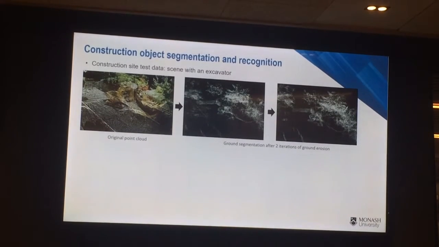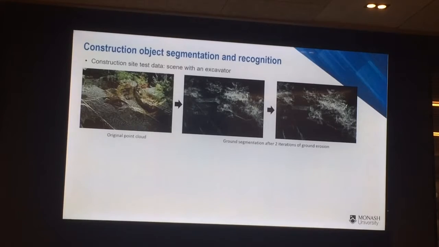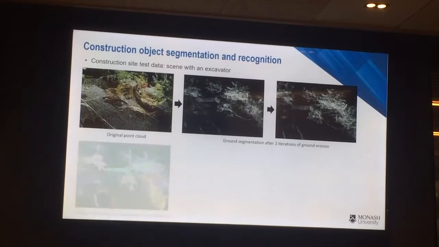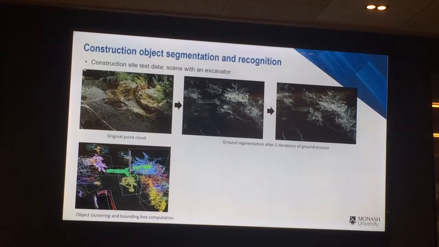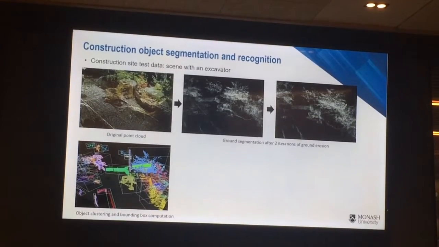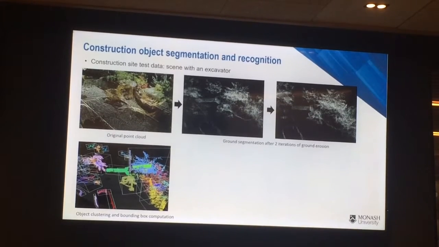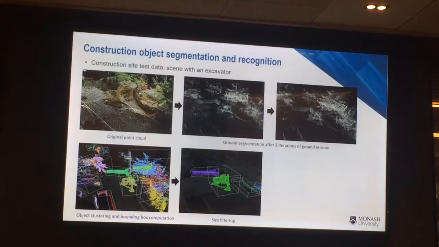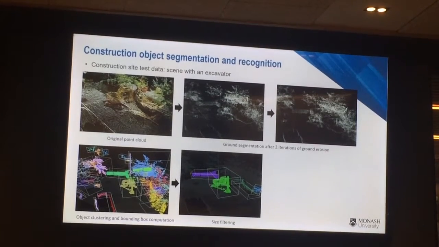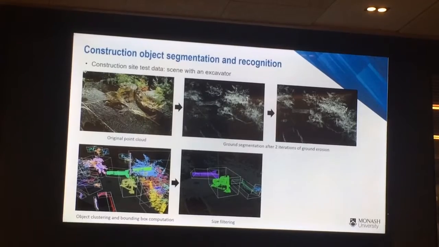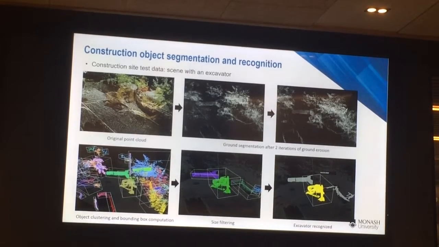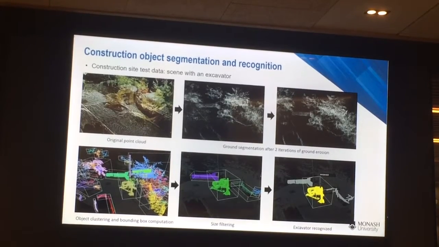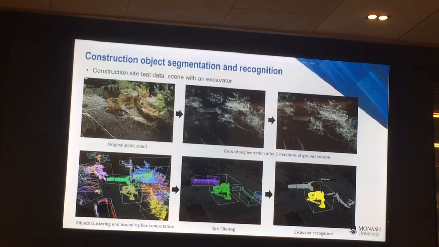So basically we use the ground erosion method to get rid of the ground. And then cluster the points into different boxes, using bounding boxes to represent its orientation. And because in this case we're categorizing construction equipment, so we know roughly their size, we apply a size filter to get rid of the irrelevant objects in the scene, and then apply the classifier to identify which category this construction equipment belongs to.